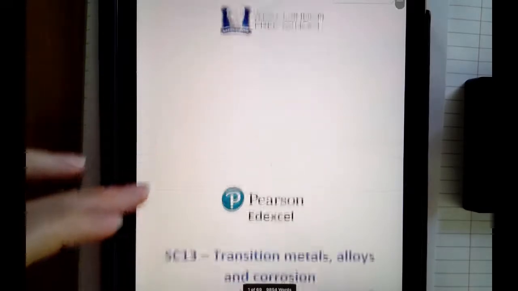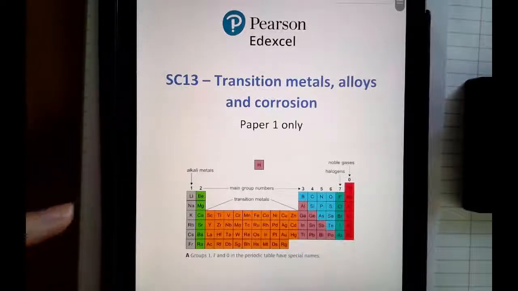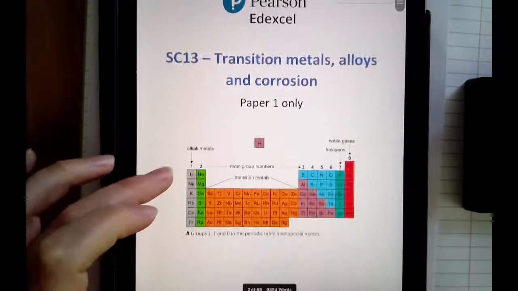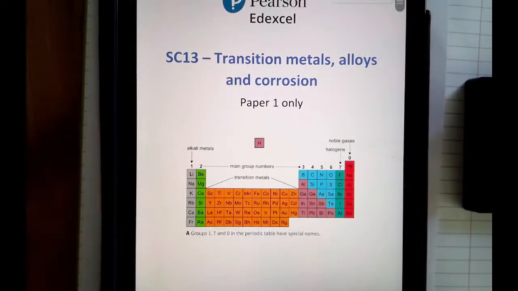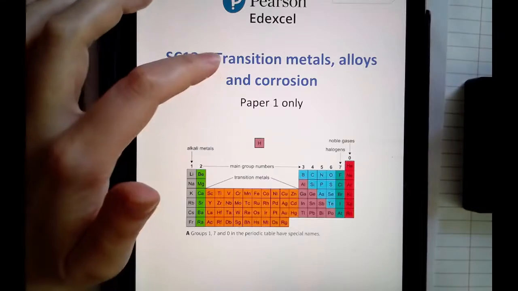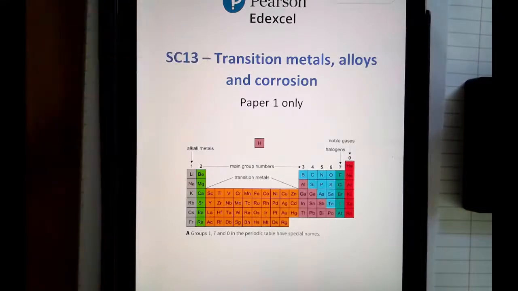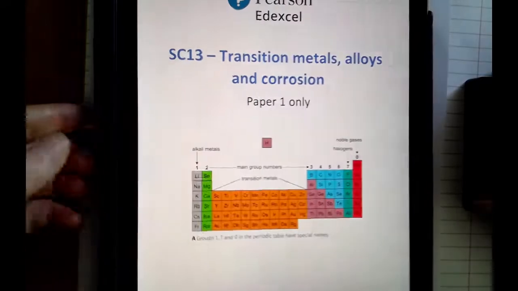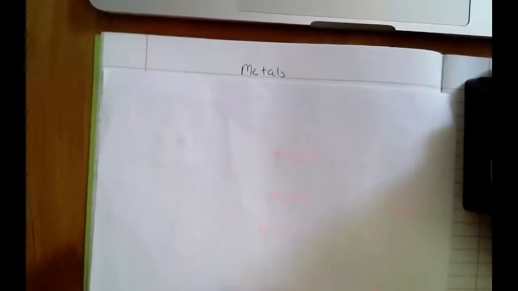So as I said, the topic you're going to do next week is SC13. It's on the transition metals, alloys and corrosion. So because we're going back to look at metals, I thought I'd just do a little recap first of what we have learned about metals so far in the other chapters of the course. So before we go on to the new stuff, we'll just look at some of the old stuff.